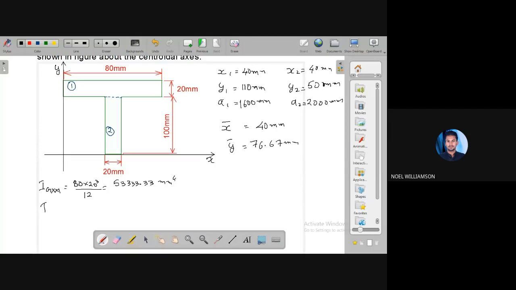Similarly, what will IGYY1 be? YY1, that is centroidal, that is the moment of inertia of section 1 about the centroidal y-axis. This is the centroid of section 1. The centroidal y-axis will be acting like this. Where will it cut?